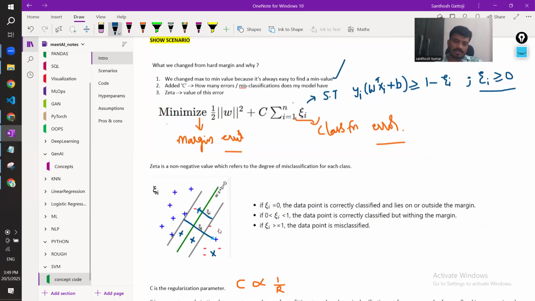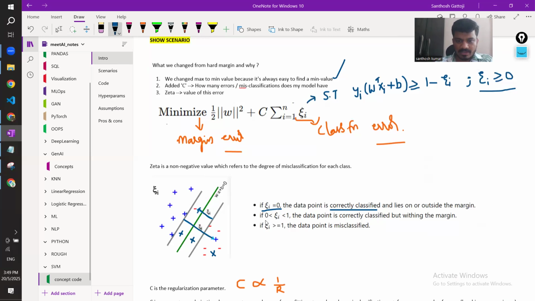Now, for positive class points or negative class points, if we have zeta equal to 0, that means the point is correctly classified. That means zeta is telling you about the misclassification distance, Karthik. So if that is 0, it is not misclassified, it is correctly classified. Which points are you talking about? These points and also these points, because these are where they should be. So for all these points, the zeta is 0. That means there is no misclassification.